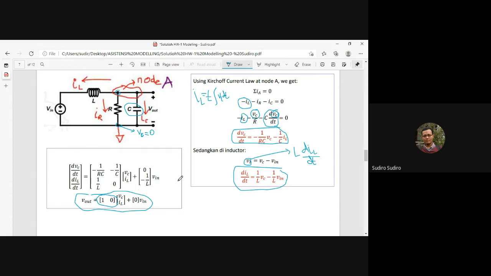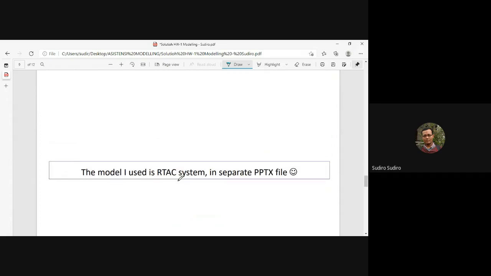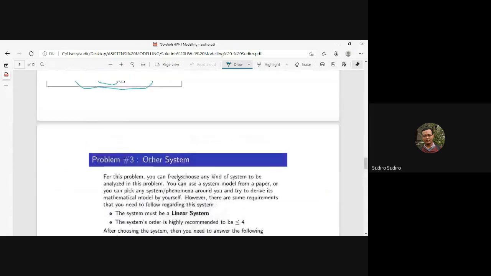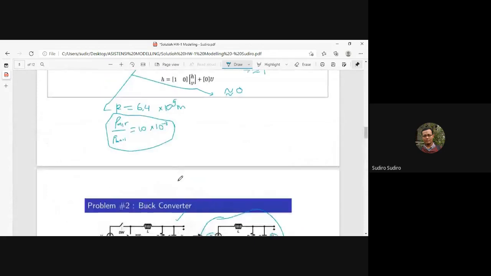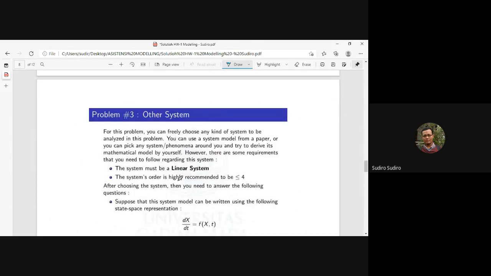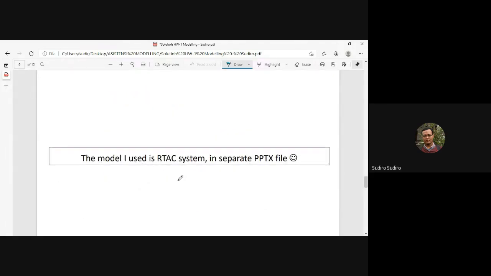I think this is for the second problem, and in the third problem, because we are asked to model the other system, I want to model the RTAC system, the rotational translational actuator system, in the spread PPTX file, because I think the modeling is more complicated than these two problems. So I will explain the modeling in the PPTX file. I think that's enough.